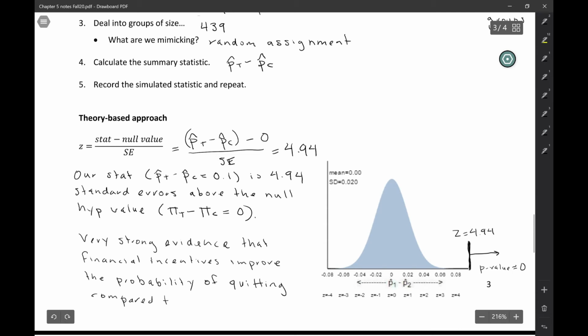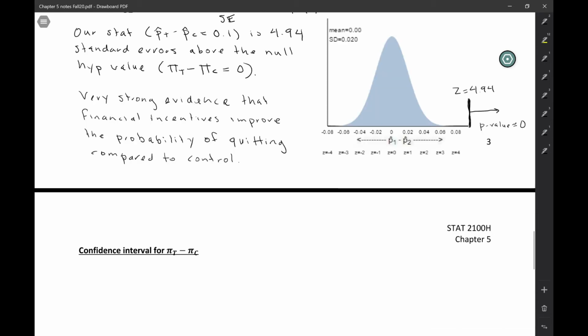So this sounds like causal language, that something leads to improvement, but that's okay because we have a randomized experiment here, so it does support cause and effect conclusions. So the p-value tells us that we have very strong evidence that financial incentives make a difference, but it doesn't say how large that effect is. To answer that question, we need a confidence interval.